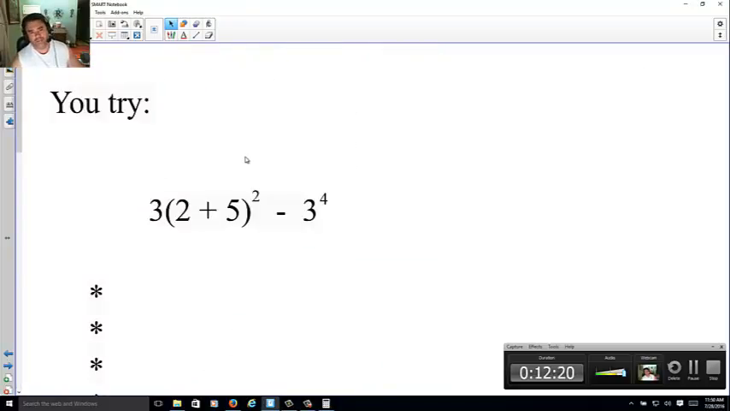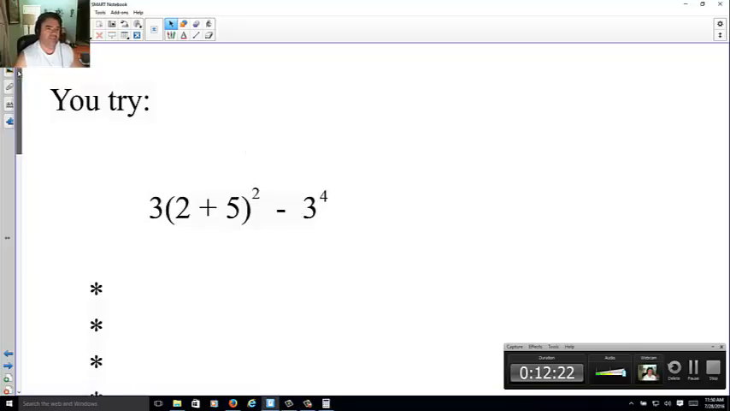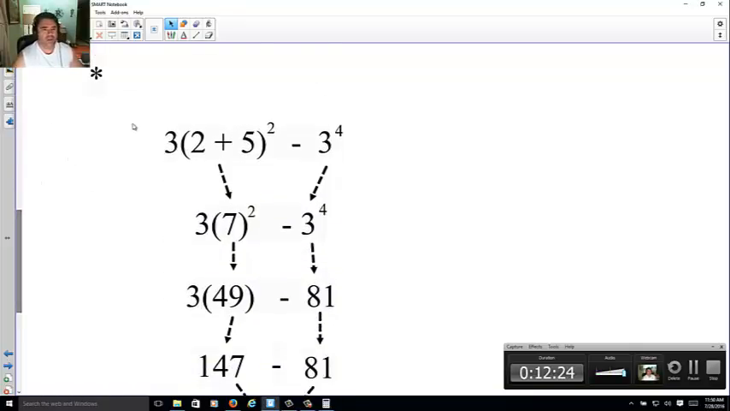Do a quick try. See how you did. 2 plus 5 goes first because it's inside the parenthesis, then 7 square. By the way, the 3 next to the parenthesis here really just means times. You might say, wait a minute, doesn't the parenthesis go first, and what do you mean by times? What's inside the parenthesis goes first. That's true. But 3 by itself just means 3 times 7. So you're going to do the exponent first.